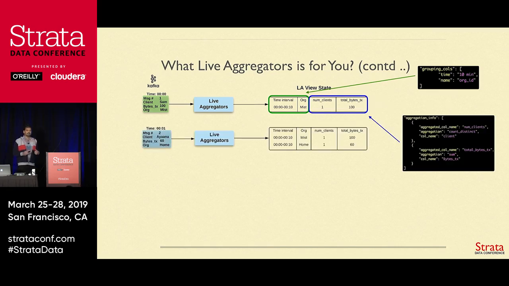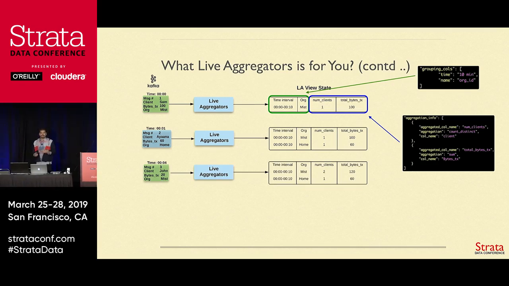And at time t equal to 1, a second message comes in, but this time the message is from home. The org is home, not missed. So the view would create another entry saying this is for home, unique clients 1, and bytes transferred 60. One thing you can notice is the time interval is from 00 to 10, because we have defined we want to do aggregation for every 10 minutes interval.